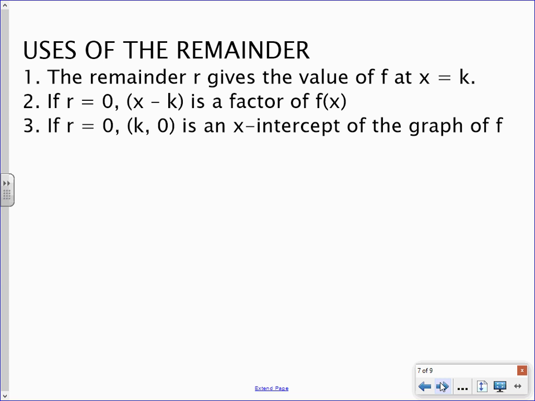Okay? So now that we've kind of reviewed everything that we can do, you're going to have to figure out what is going to be useful out of the remainder theorem. So I have one example that I want to go through, and then you'll have time to start your homework.